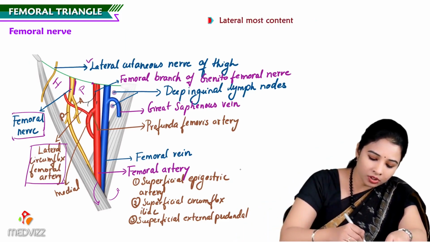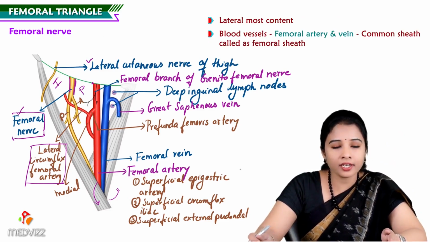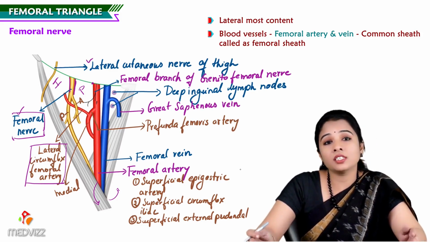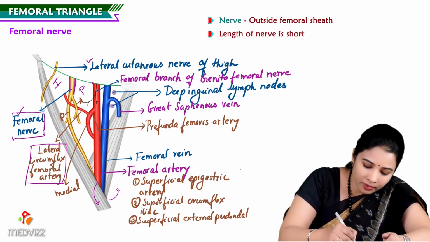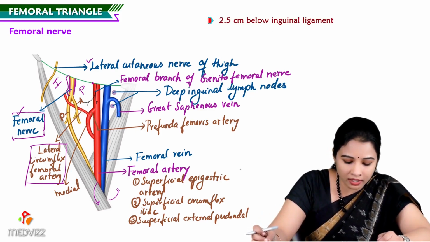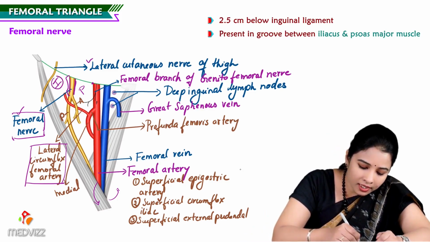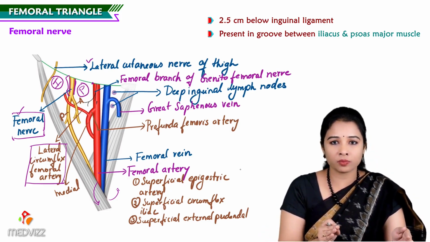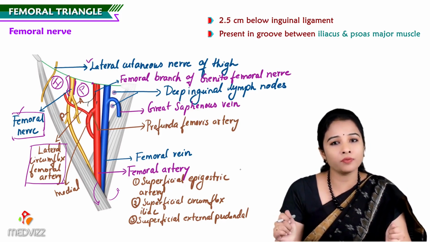Femoral nerve is the lateralmost content present in the femoral triangle, and these blood vessels, that is femoral artery and vein, are present in a common sheath called the femoral sheath, whereas the nerve is outside the femoral sheath. And we can see the length of the nerve is very short. It is only 2.5 centimeters in length below the inguinal ligament, and it is present in the groove between the iliacus and psoas major muscle. So the floor is formed laterally by the iliacus and psoas major, and within the groove between these two muscles we have this femoral nerve.